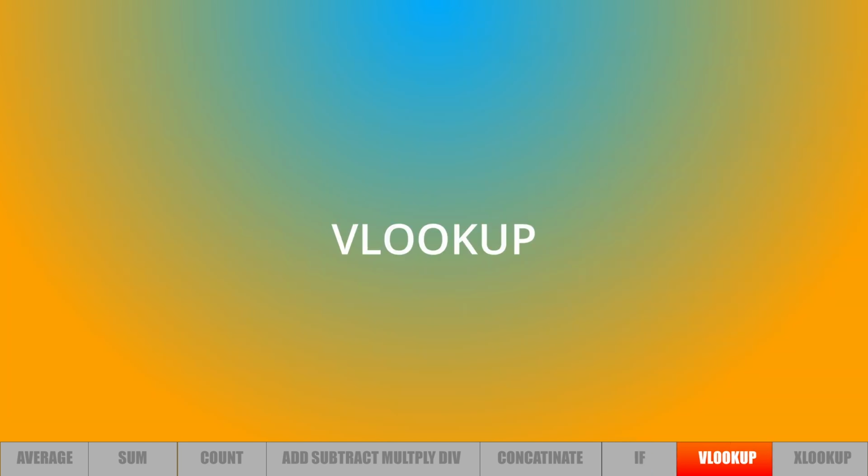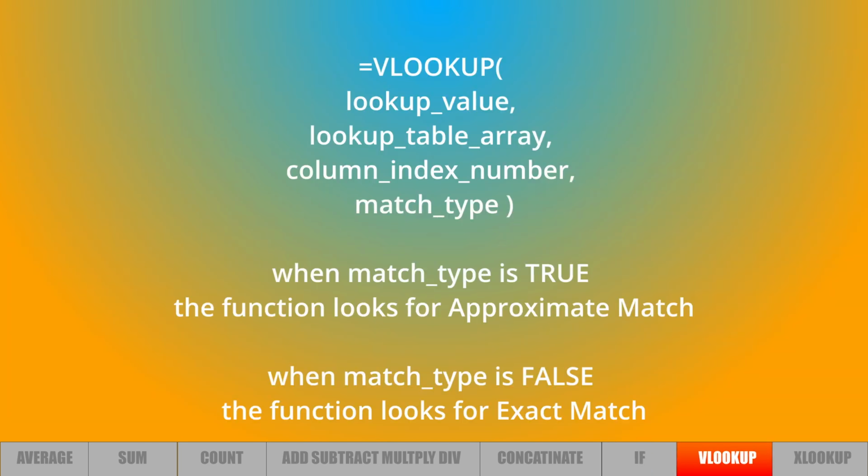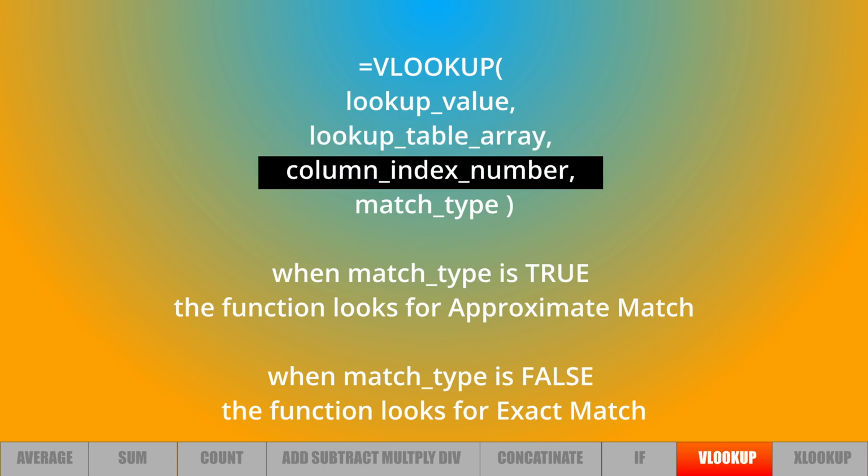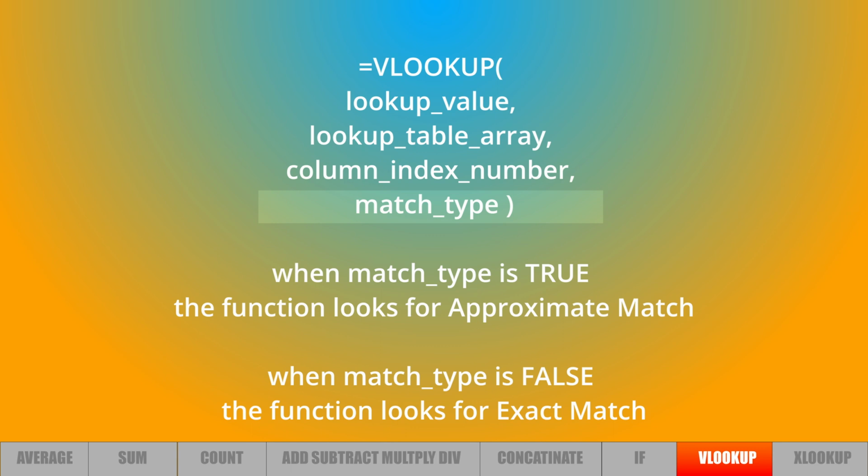Our next function is VLOOKUP. This function takes 4 inputs. The first input is the lookup value. The second input is the array where we expect to find the match. The third input is the index of the column which contains our return value. The fourth input is optional.